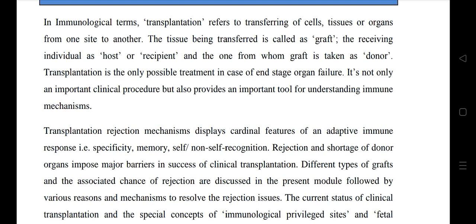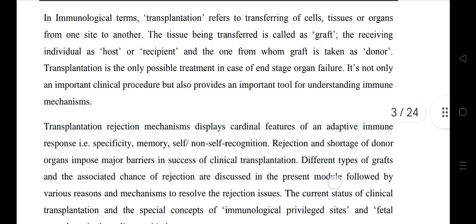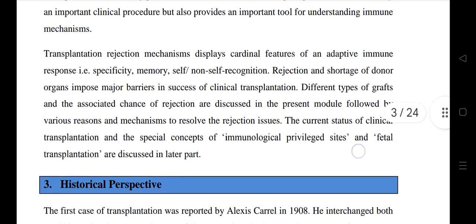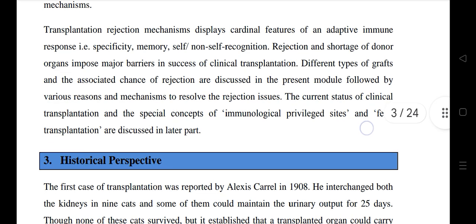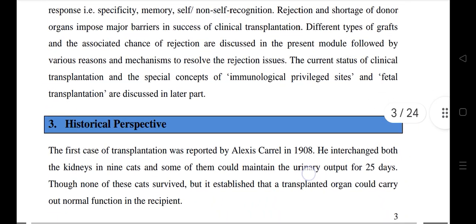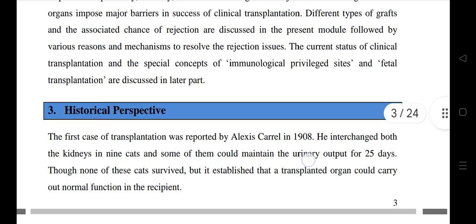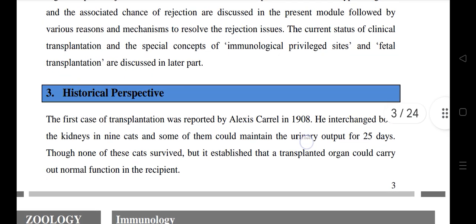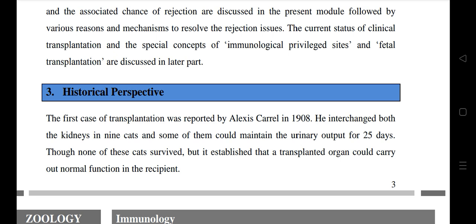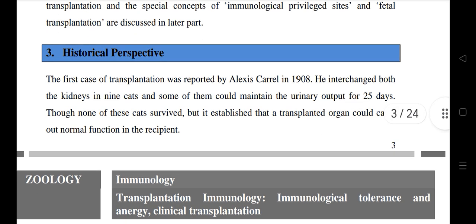Transplantation rejection mechanisms display cardinal features of an adaptive immune response, like specificity, memory, and self-non-self recognition. Rejection and shortage of donor organs impose major barriers in the success of clinical transplantation. Different types of grafts and the associated chance of rejection are discussed in the present module, followed by various reasons and mechanisms to resolve the rejection issue. The current status of clinical transplantation and the special concept of immunologically privileged sites and fetal transplantation are discussed in a later part. We will be learning that later.